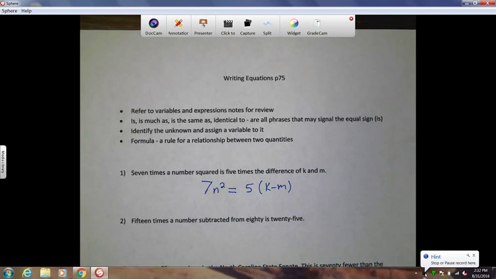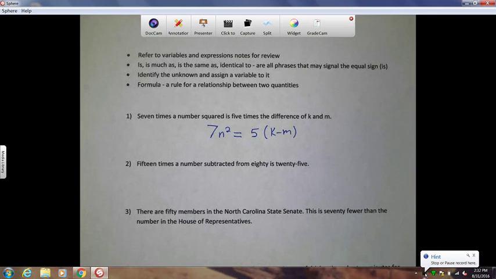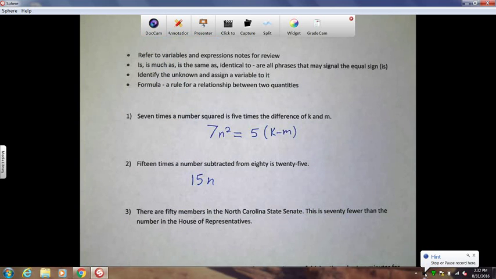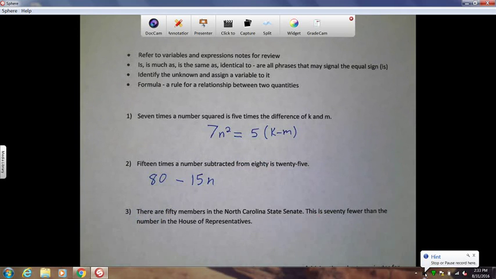Let's look at number 2. 15 times a number subtracted from 8 is 25. Remember, 15 times a number, I write it 15 in. Subtracted from 25, or subtracted from 80. So check the order there. Is, remember that, is equal sign 25.